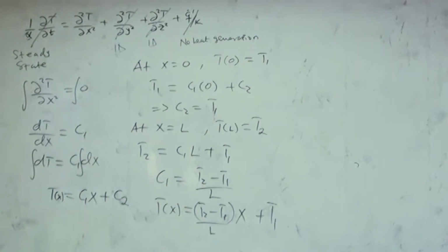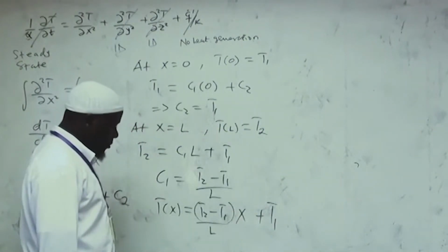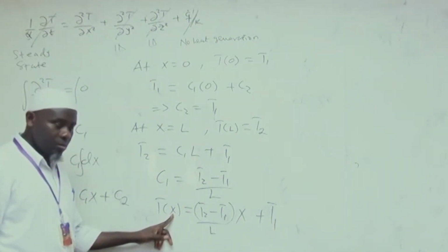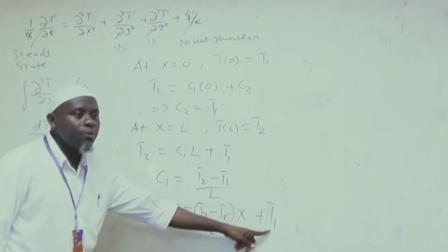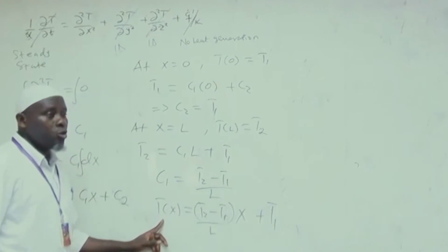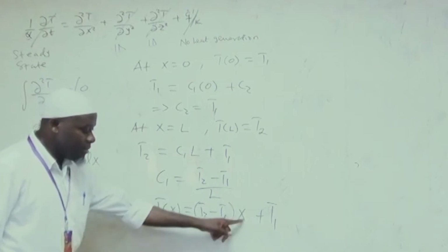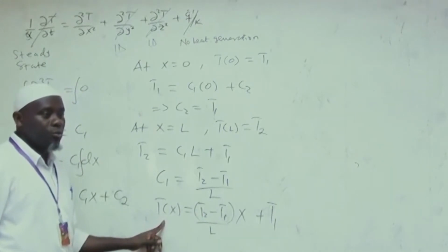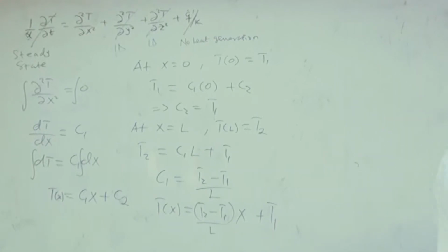So if you want to test whether your result is correct or not, all that you need to do is to substitute x equals 0. What will T be? T will be equal to T1. And if x equals L, this L cancels out, T1 will cancel T1, there will be T2. It means this is the equation which governs the temperature distribution. So you can find the temperature at any point along the slab.